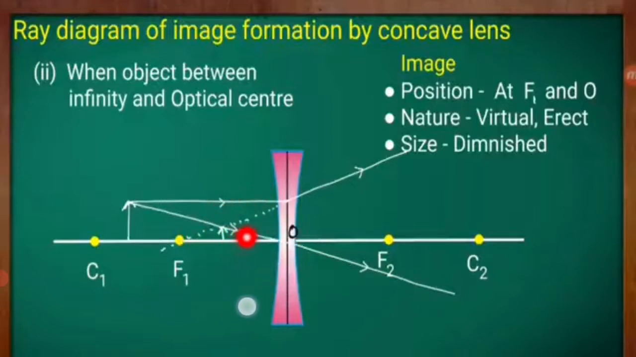What about the nature? It is virtual, because I have drawn through the imaginary lines, and it is erect. What about the size of the image? The size of the image is diminished. So this is the nature of the image, about the position as well as size. Okay, so these are the two cases, children, you are going to refer with respect to concave lens.